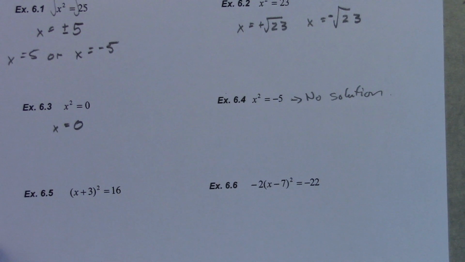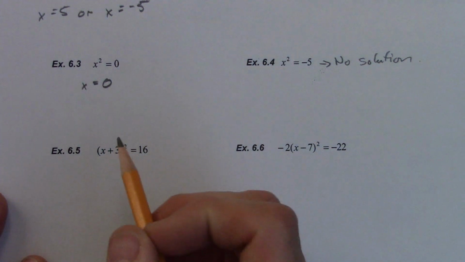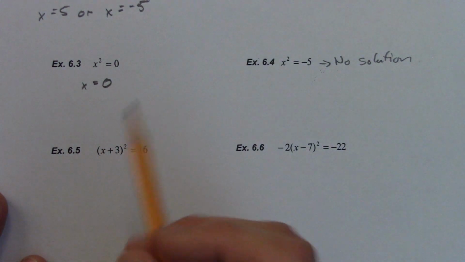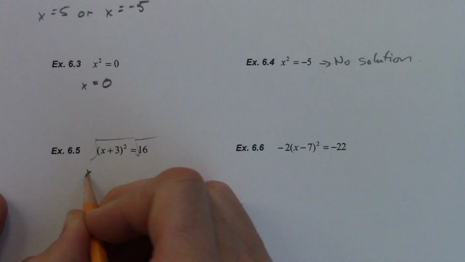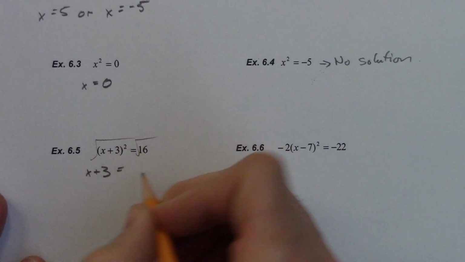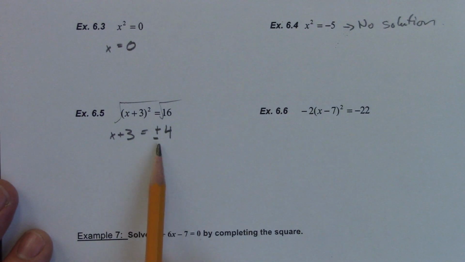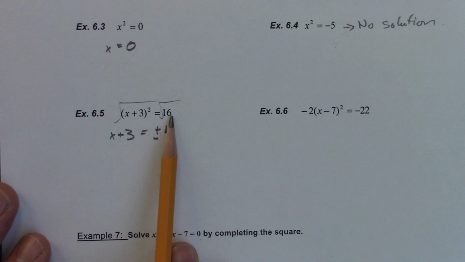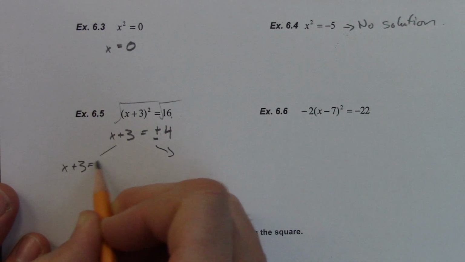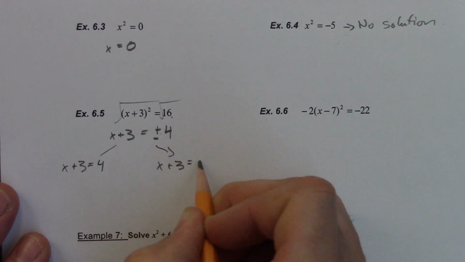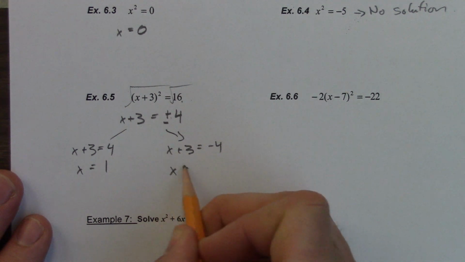Okay? x plus 3 squared is equal to 16. What we would do here is take the square root of both sides, right? You take the square root of this, square root of this. So you would get x plus 3 equals plus or minus 4, because both plus and minus 4 multiplied by itself gives you 16. Therefore you have to evaluate this equation twice. x plus 3 is equal to 4 and x plus 3 is equal to negative 4. So we have x is equal to 1 or x is equal to negative 7.